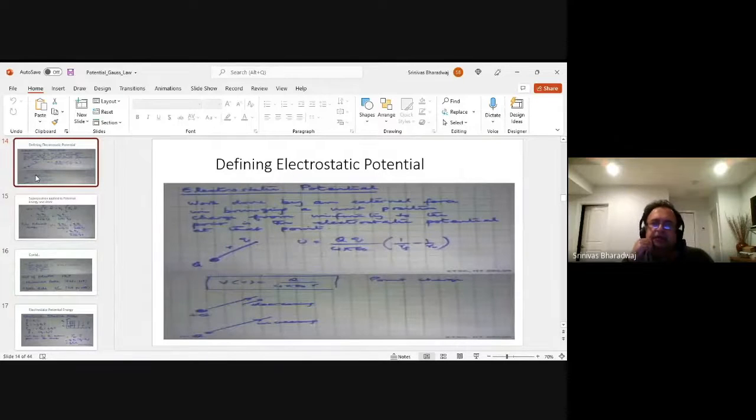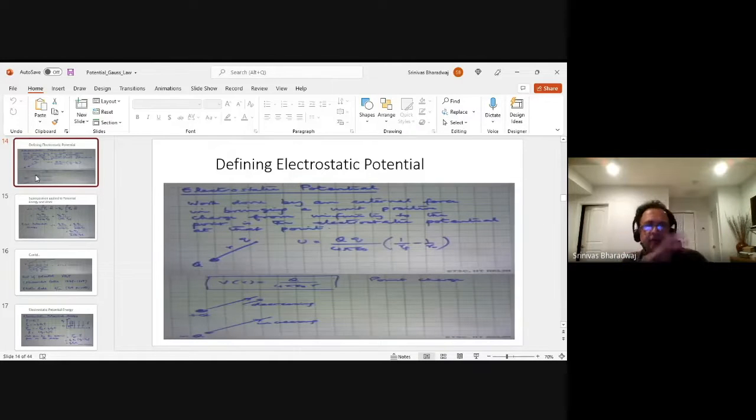See, just as the electric field is a vector and is the force experienced by a unit charge, potential is related to work. It is the work done to bring a charge from infinity to a point. So potential at a point is a scalar, the work done to bring a unit charge from infinity to that point. Therefore, it is q by 4 pi epsilon naught, due to a point charge.